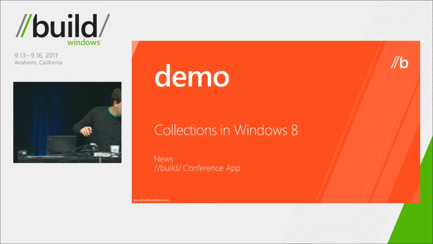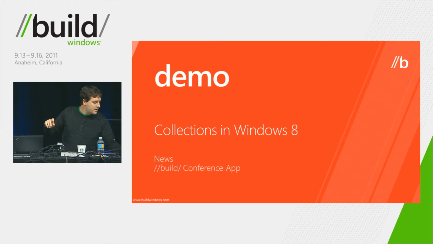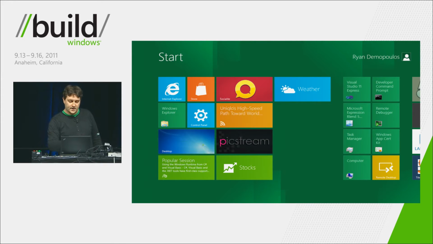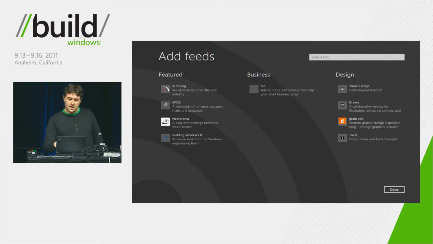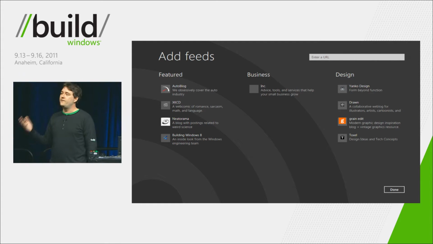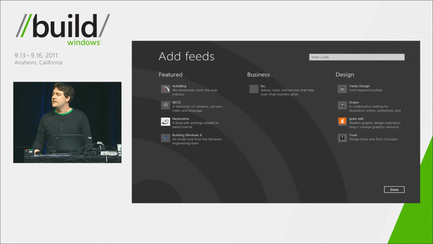So I'm going to go to my super slow KVM, and we're good. I'm going to fire up the News app first. And I'm on the Add Feeds page. This is another collection. It's a collection of feeds that you can monitor in this application. And the collection in here really exemplifies, in a lot of ways, the way that we want collections to look and feel in Windows 8. I'll point out a few things.